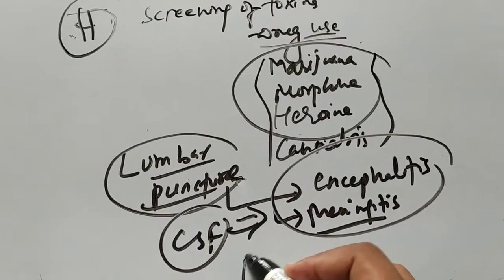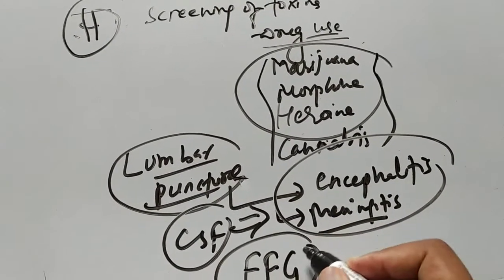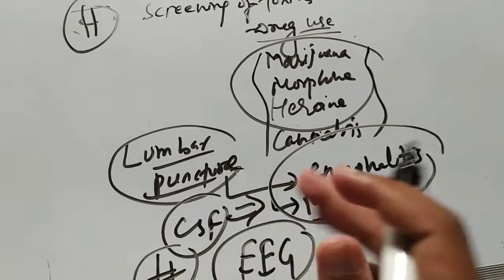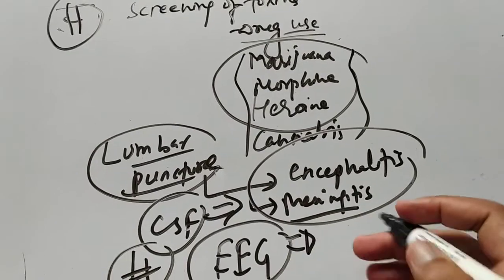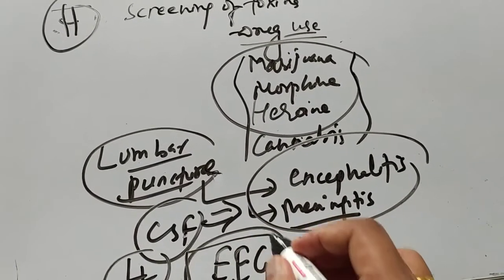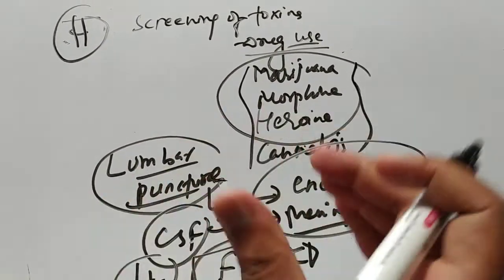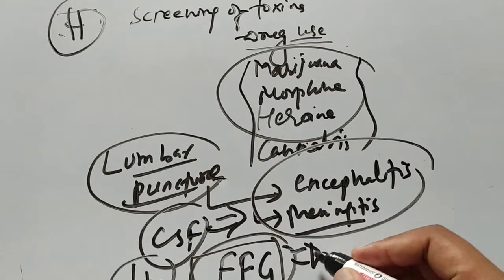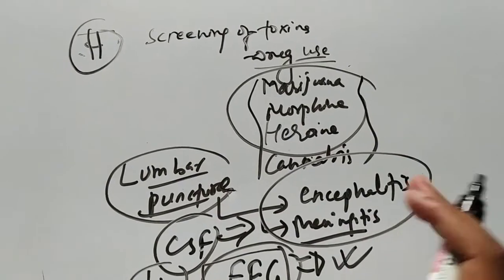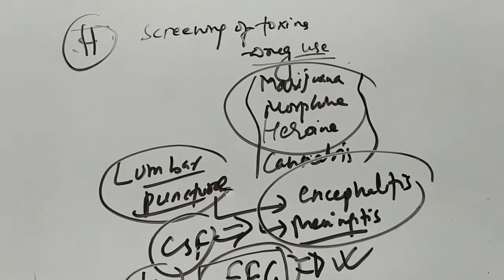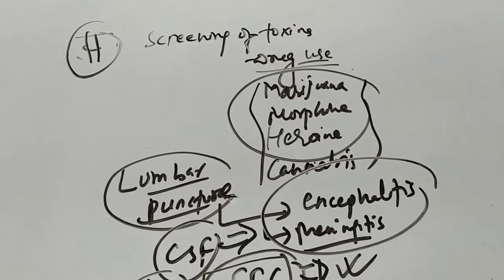And also do the EEG. This is the main diagnostic test that will tell you what kind of seizure the patient is having. To confirm the clinical symptoms with a real investigation, you will do the EEG, the electroencephalogram. I have already told you the findings of the EEG in different kinds of epilepsy in the previous videos.